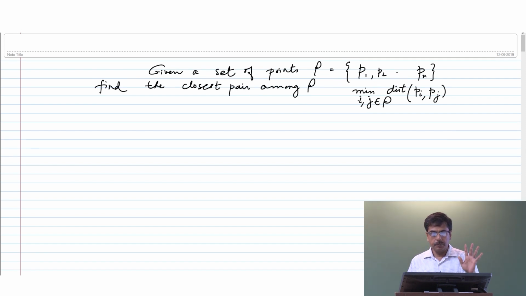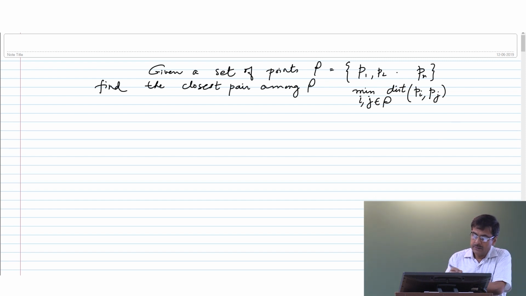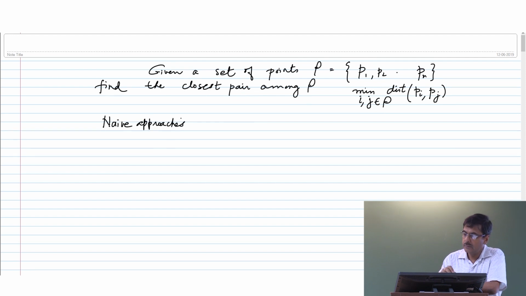I'm sure all of you must have at some point encountered this problem, either as a simple programming exercise or in some algorithm course. The challenge, of course, is not just to solve the problem, but to solve it efficiently, right? So naive approaches. Maybe I should write argmin, because actually I'm trying to find the i, j that minimizes the distance.